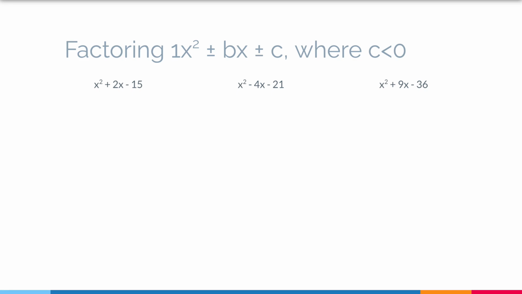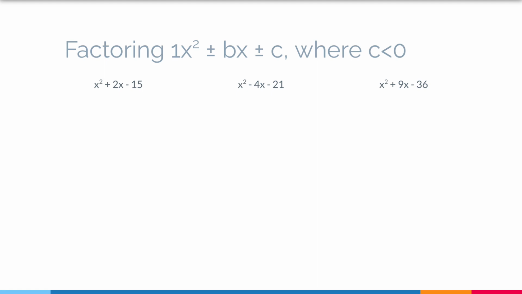The last example is what happens when c is less than 0, because in the first two, c was bigger than 0 in both cases, and now what happens if c is less than 0? So you can see in these examples, sometimes b is positive, sometimes b is negative. But what happens when c is less than 0?